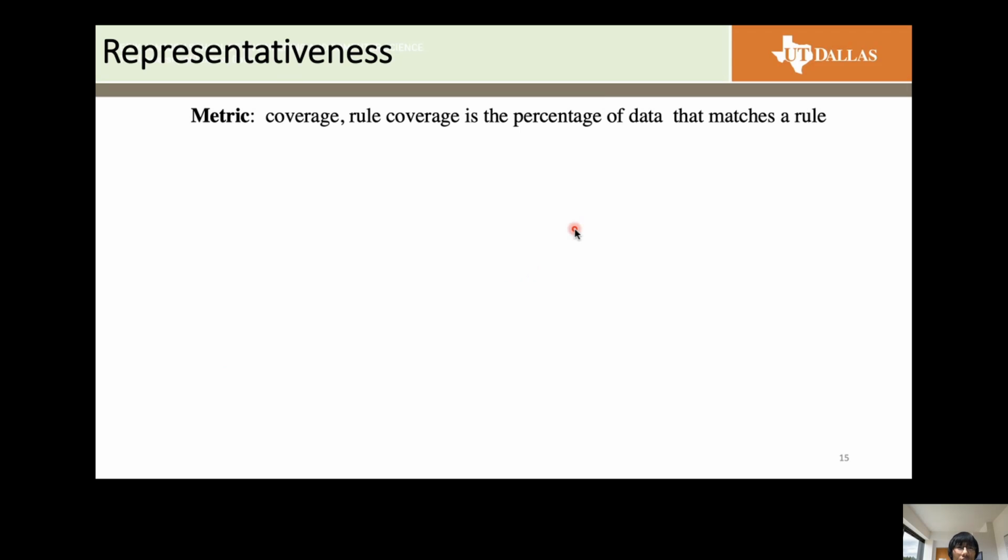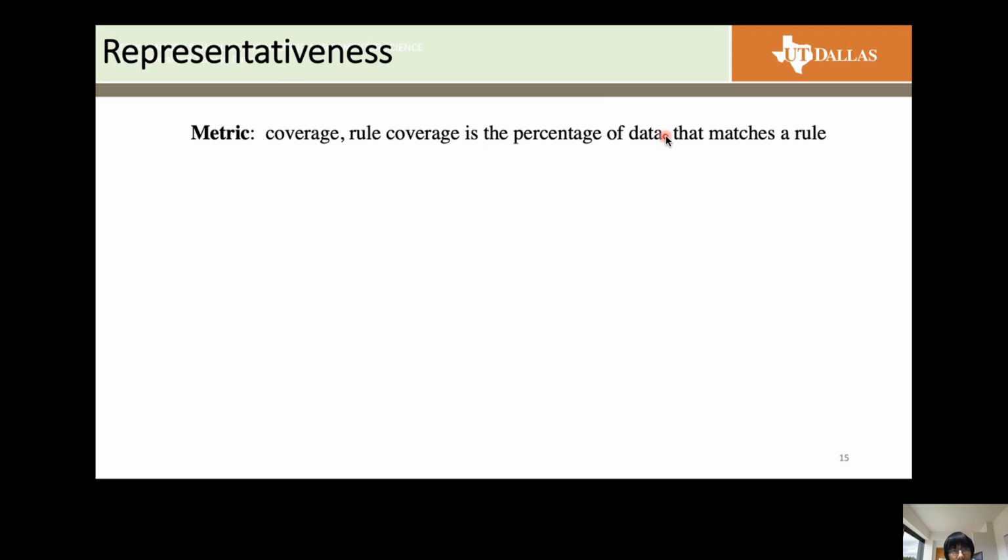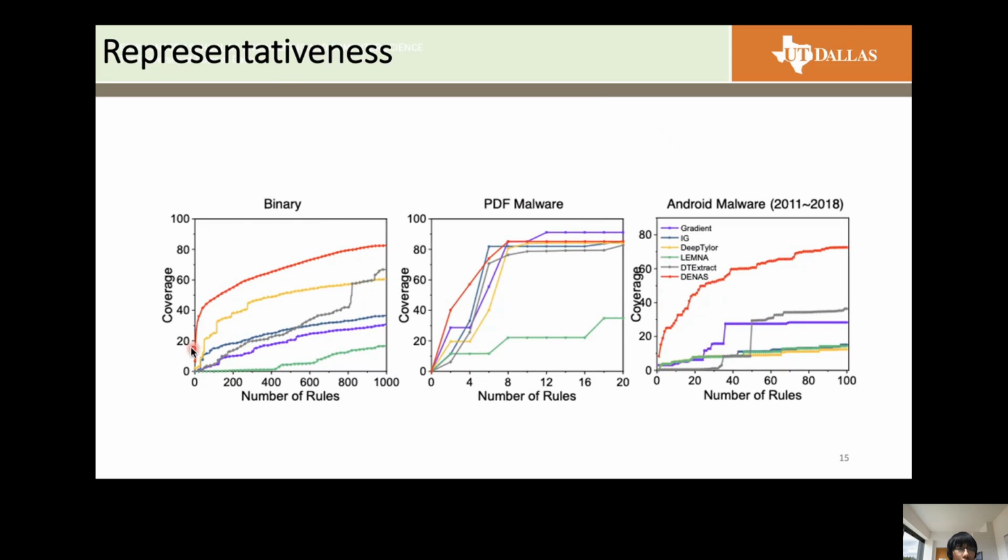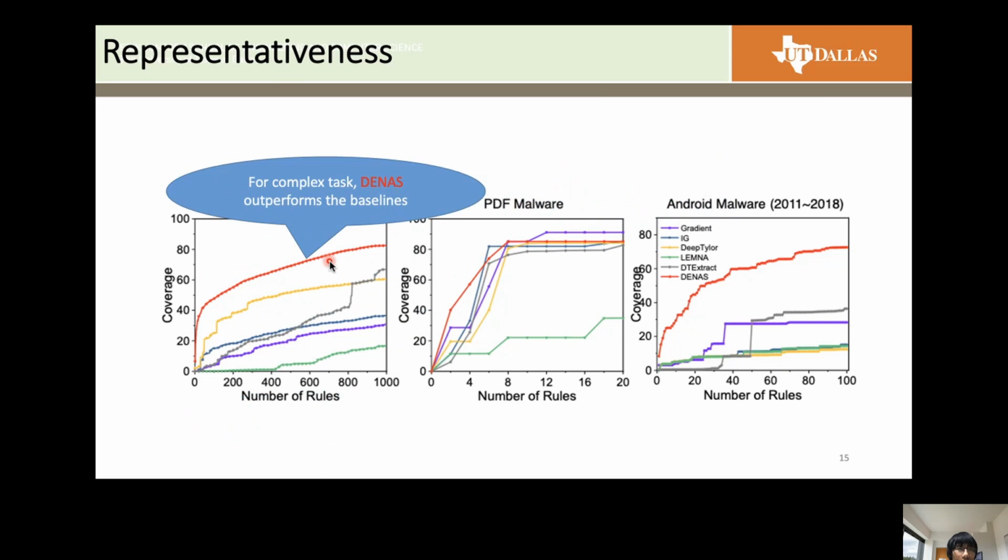We first evaluate the representativeness of DENAS. We use the coverage as a metric. We define rule coverage as the percentage of the data that matches the rule. The experiment results are shown in this figure. For simple tasks like PDF malware detection, DENAS performs similarly to the baselines. But for the other 2 tasks, DENAS, the red line, outperforms the baselines by a big margin.